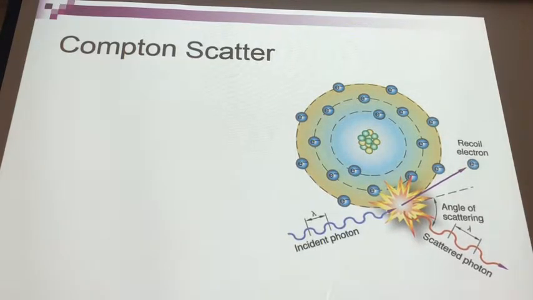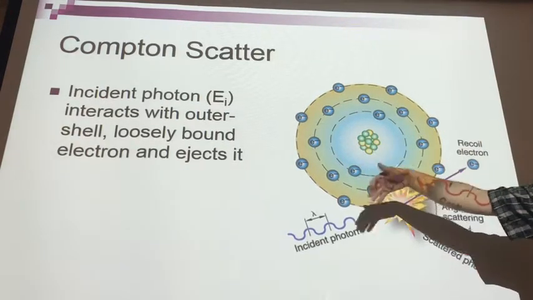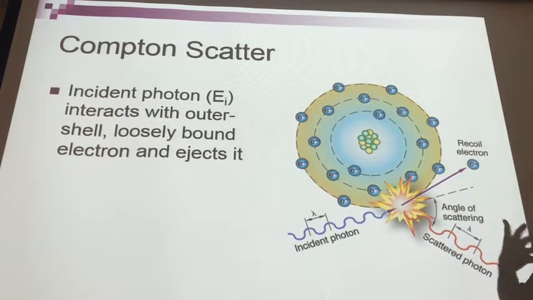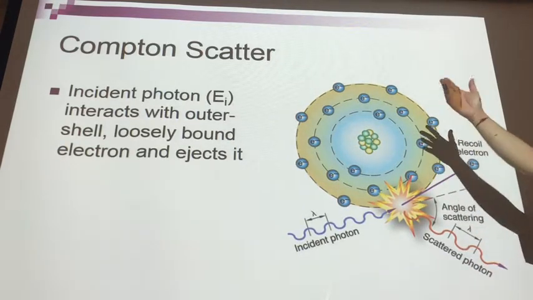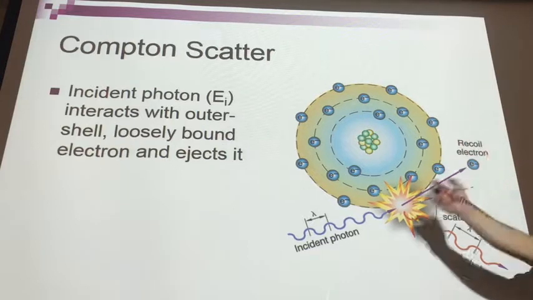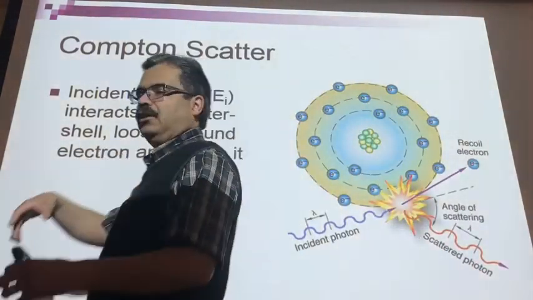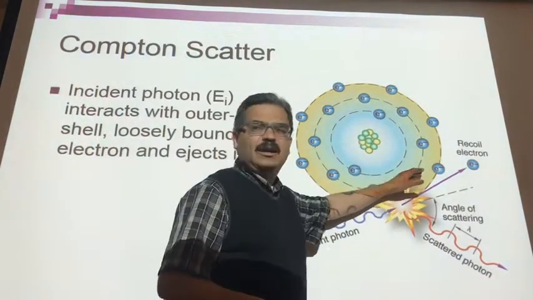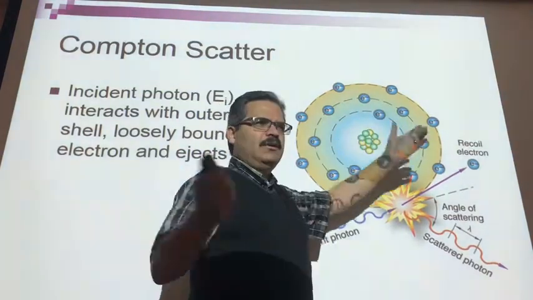All right, Compton. This is of importance to us, and this is what I began to describe. Those of you giving me nasty looks, well, it didn't coincide with that slide that disappeared, because I was describing Compton. So Compton again: an incident photon interacts with an outer shell, loosely bound electron and ejects it. If it is a smaller atom, it could even go into the closer layers, it might even go into the K shell.